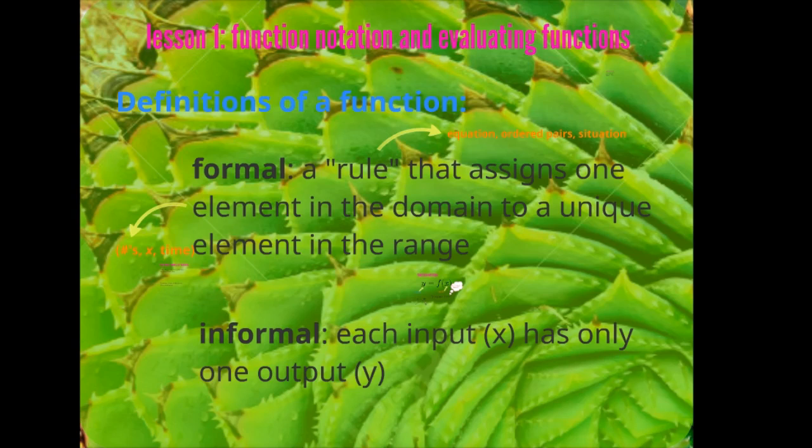A more informal definition would be that a function is when each input of your function has only one output. So your x value has exactly one y value, not more than one. You can choose to identify whichever definition makes more sense to you, or figure out some combination of the two to formally define functions for yourself.